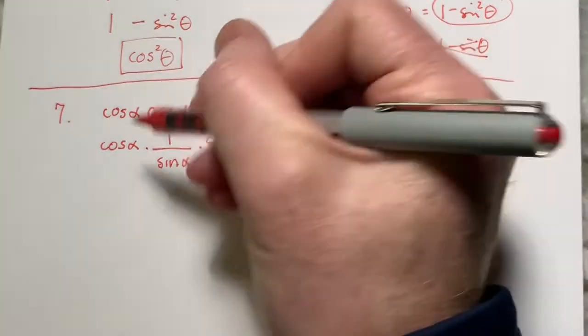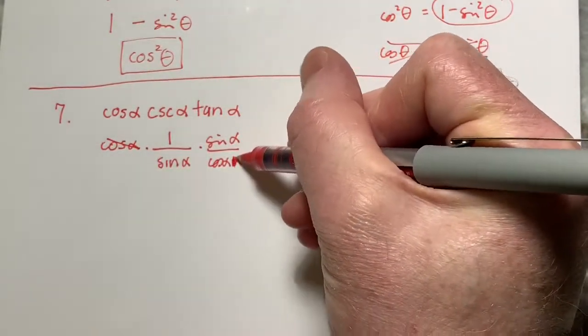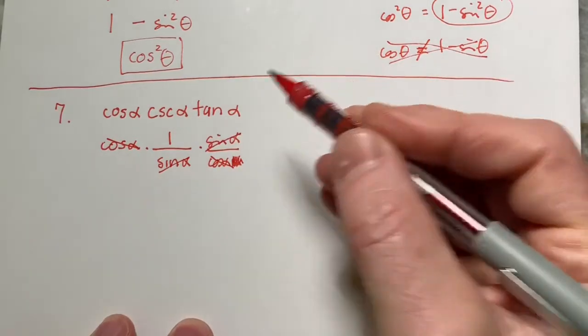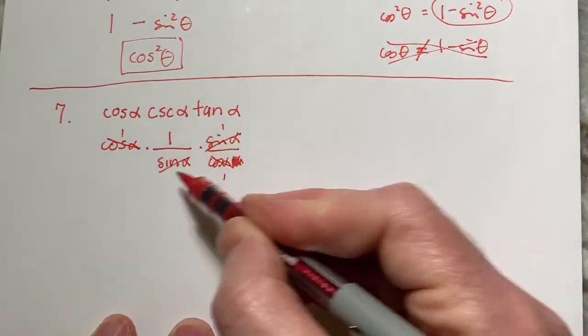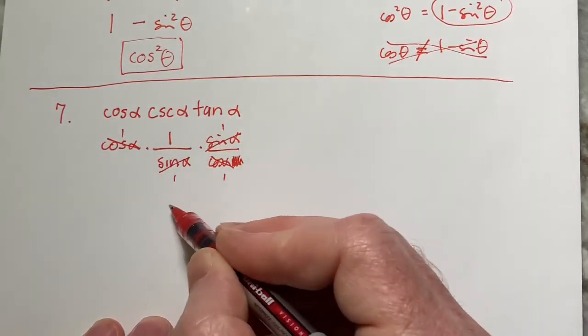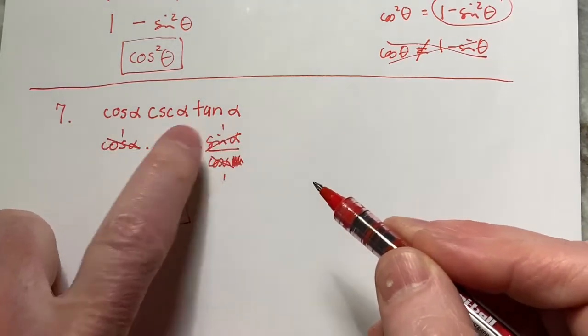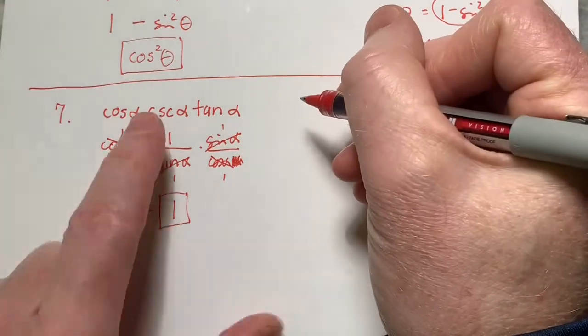And now look, I can cancel out the cosines, cancel out the sines, and what do I have left? When I cancel stuff, I'm left with 1s. So I have 1 over 1, which is 1. So that was just a fancy way of saying number 1, the number 1.